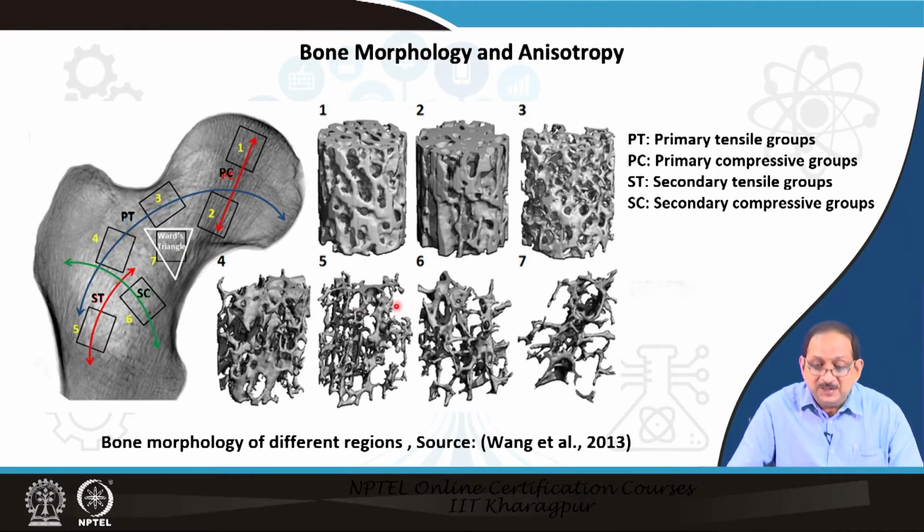The samples 5 and 6 in comparison have similar bone morphology with even lesser bone density. These samples correspond to the secondary tension and compression groups in the proximal femur. In between the compressive and the tensile groups, there is a triangular shaped region which is sparsely dense, that is number 7. This area is known as the Ward's triangle.